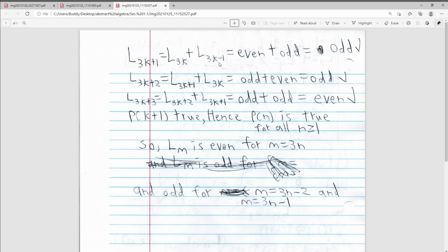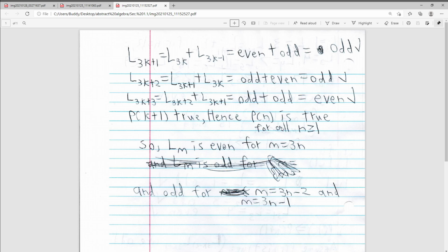3k plus 1 and 3k. That's what L3k plus 2 is. It is 3k minus 1. And then we know 3k plus 1 is odd from here, as well as 3k is even. So odd plus even equals odd. So that's 2 of them proved. And the last one is 3k plus 2 and 3k plus 1, which, as shown here, are both odd. So odd plus odd equals even. That gives you, so P of k plus 1 is true.